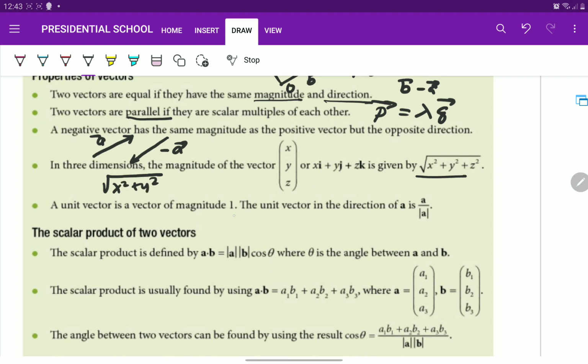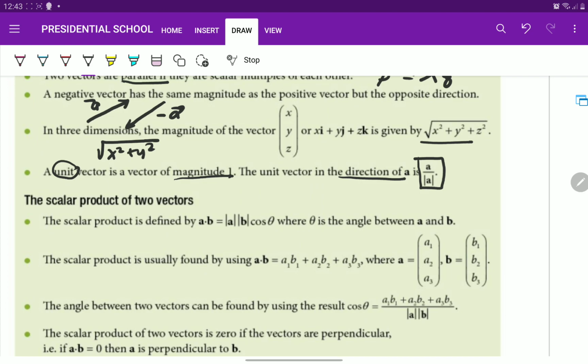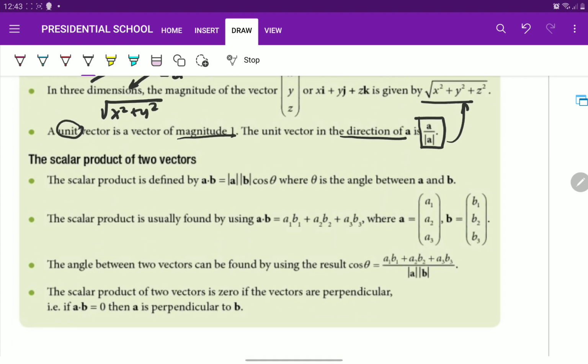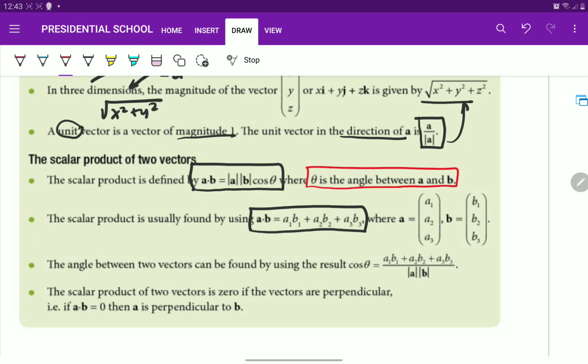A unit vector is a vector of magnitude 1. That's why it's called a unit vector. The unit vector in the direction of A, please remember this one, wherein again the magnitude of A is the length of A applying that formula. The scalar product of two vectors, as what we have said, there are two definitions. This one and the other one is this. And this formula is being used to find the angle between the two vectors A and B.